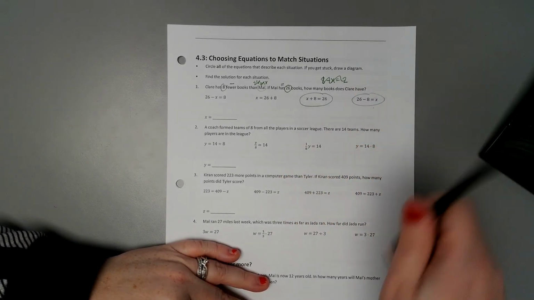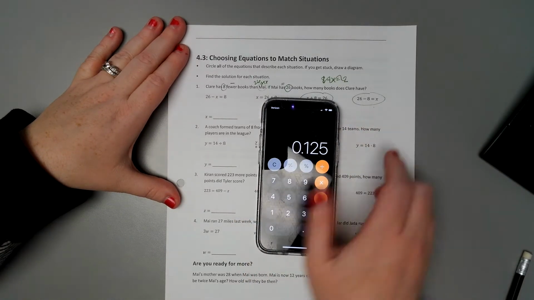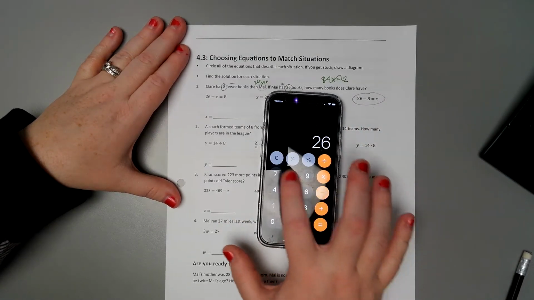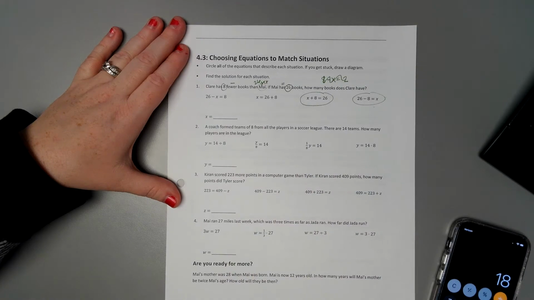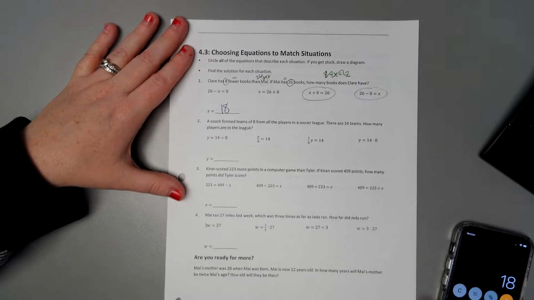We can solve either of them. It doesn't matter to me. I'm going to solve the one that has your numbers on both sides already. So let's see, 26 minus 8. 18. Claire has 18 books.